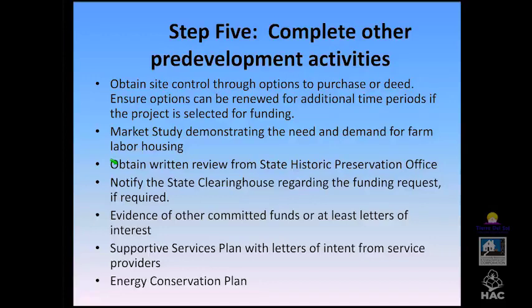So I would say to everybody, if you've got a site in mind and you're thinking of applying this next round of USDA, get this SHPO request in now.